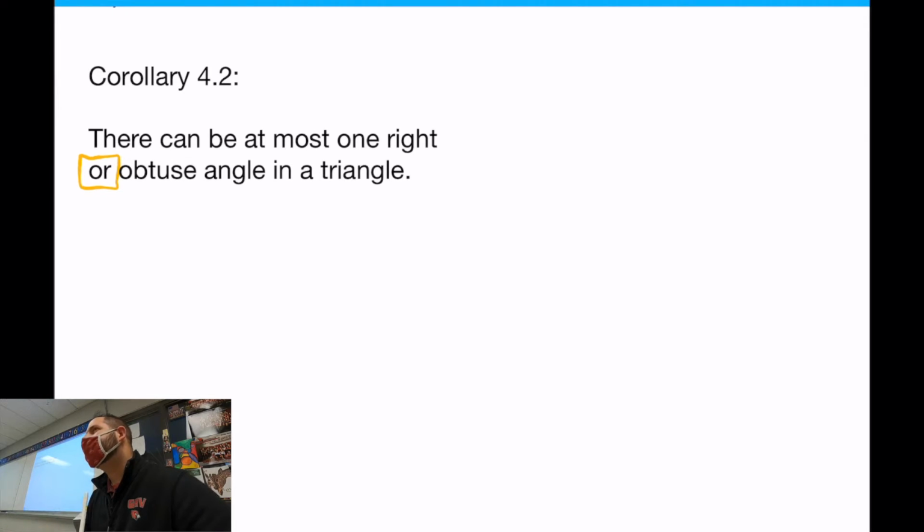The only reason why this is useful is that it's a simple check. If you're finding a missing angle in a triangle and you already have one obtuse angle and the missing angle also comes out obtuse, you probably did something wrong. Maybe you added wrong, maybe you typed something in the calculator wrong. One obtuse angle is the maximum you can have in any triangle, or one right angle. So it's one or the other.